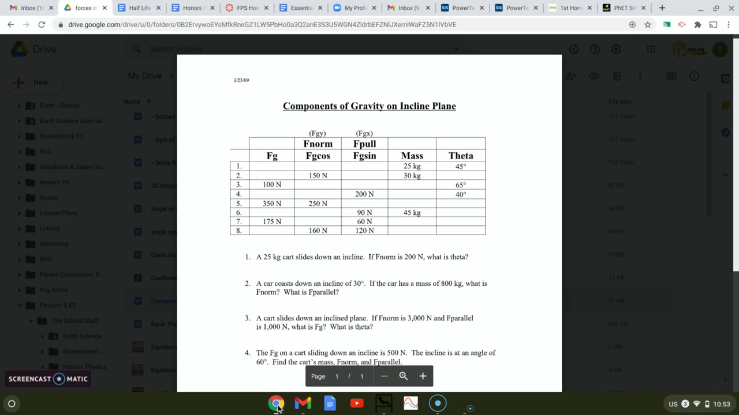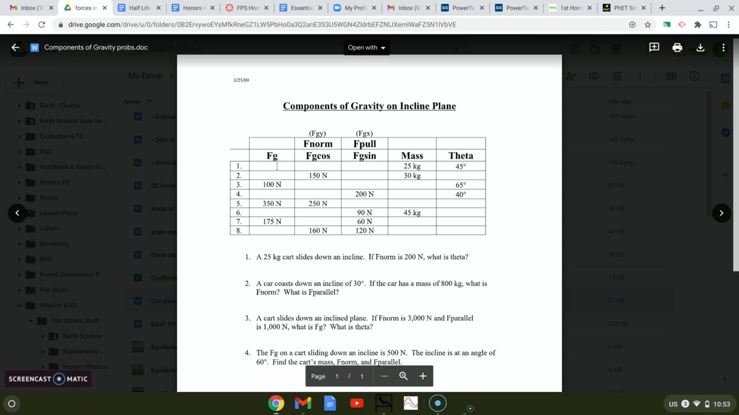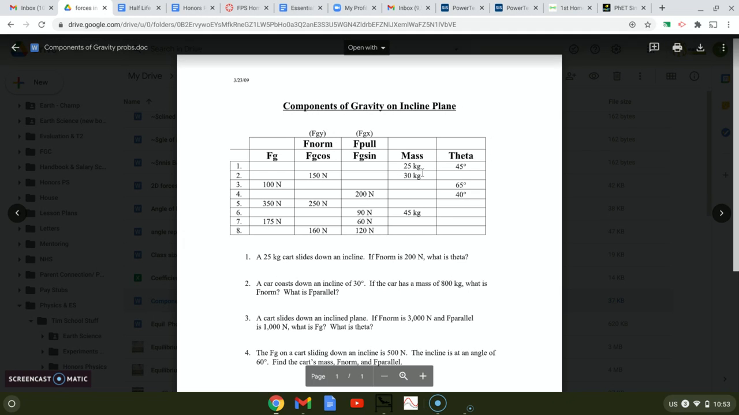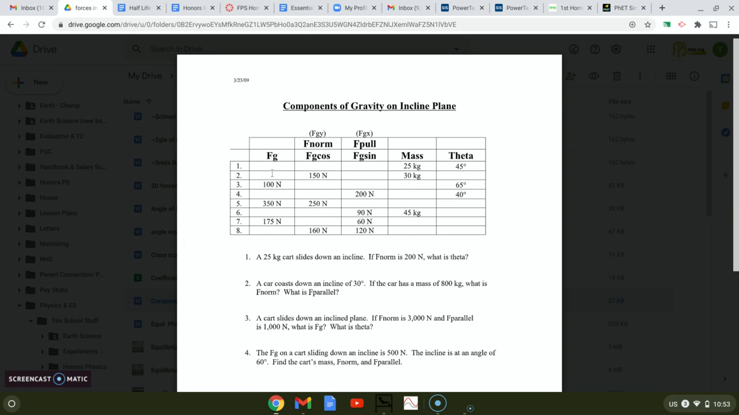All right, so the worksheet you're going to do is this worksheet. It's in your packet. And so what you're going to be given is a mass, and you need to be able to calculate gravity. Fg is no different than anything you've calculated before. Fg equals mg. That's not changing. So if you're given a force of gravity, you should be able to work it backwards to find the mass. And if you're given a mass, you should be able to work it forwards to find the gravity.